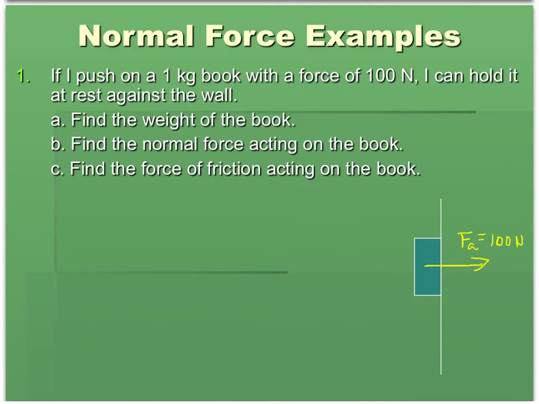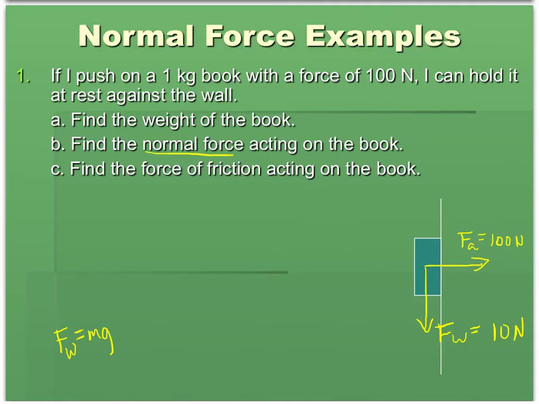And so I know that weight acts downward towards the center of Earth, so we have Fw, and we can do part A, finding the weight of the book, by using our equation that we learned last unit. So Fw equals mg, in this case a mass of 1 kilogram times g, is going to give us an Fw of 10 newtons. Part B, find the normal force acting on the book.